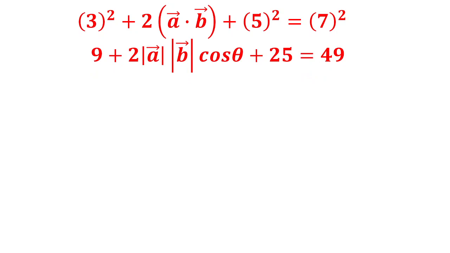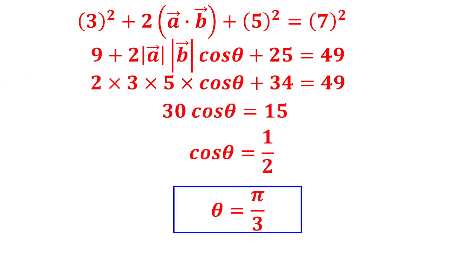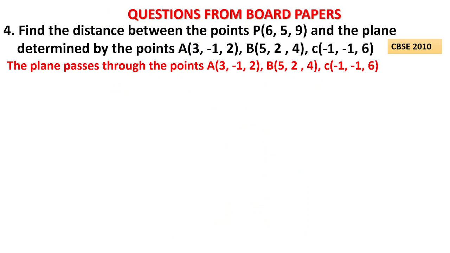Now let us use the formula for a dot b. What is a dot b? It is magnitude of a into magnitude of b into cos theta. Therefore you are getting the value of cos theta as 1 by 2. Therefore theta is equal to pi by 3. Now we got the angle between a and b as theta is equal to pi by 3. Now let us go to the next question.